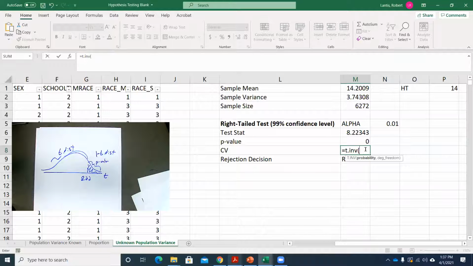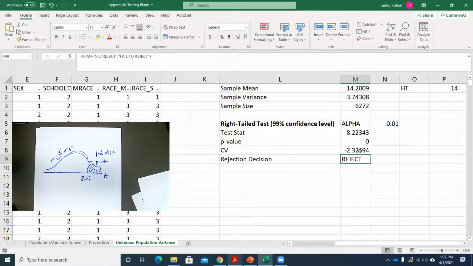The area I want is going to be alpha, that's the total area I want in the tail, comma, my sample size minus 1 is my degrees of freedom. Now the issue with this is, just like norm.s.inv, t.inv is going to look up the area in the left tail. So it's going to look up 0.01 in your left tail. It's going to give you your critical value, but it's going to be negative.